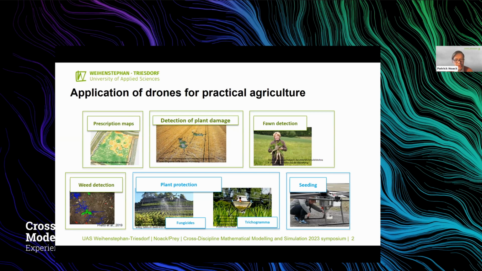We can use them for so-called prescription maps to make farming more efficient. We can detect plant damages. We also do fawn detection before mowing, weed detection, plant protection, and other things. What I'm going to talk about specifically today is breeding and finding out how we can improve breeding.